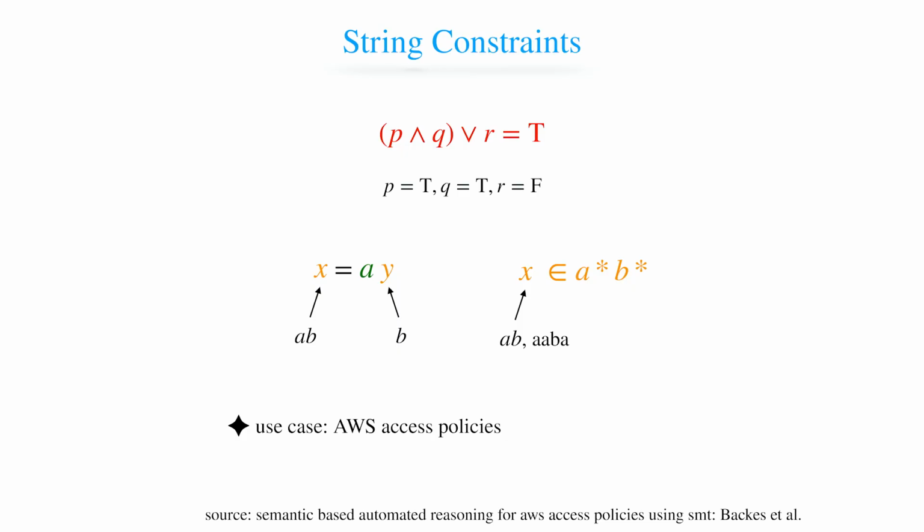This string constraint is actually being used in industry. AWS uses string constraints to assure their customers that their access policies are what is intended. That is, a person who does not have access should not get access. For that, they are encoding their access policies into string constraints and passing them to a solver.